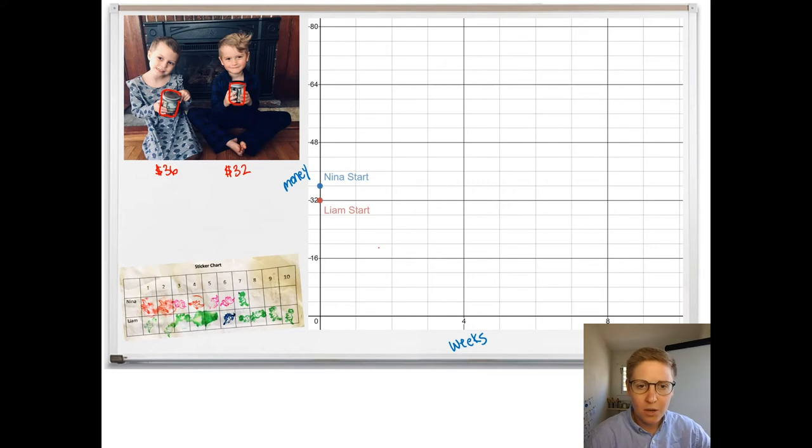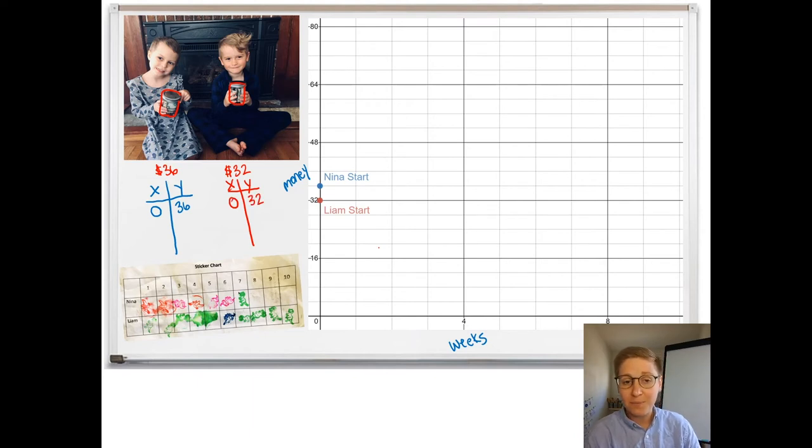So she's going to start off with X and Y on her table, and at 0 weeks, at the start of this comparison of the two of my kids, she starts with $36 in her little bank. And Liam has a starting value at 0 weeks, the start of their comparison of spending. At 0 weeks, he has $32 in that bank. So Nina, after 1 week, she's spending about $4. So that means that as time increases by 1 week, her amount of money decreases by $4.